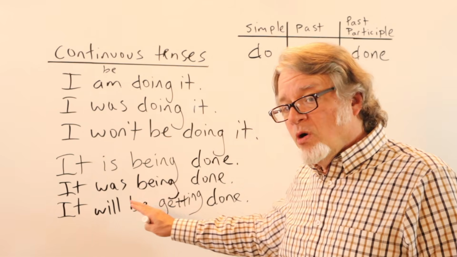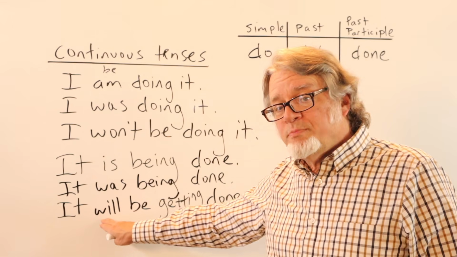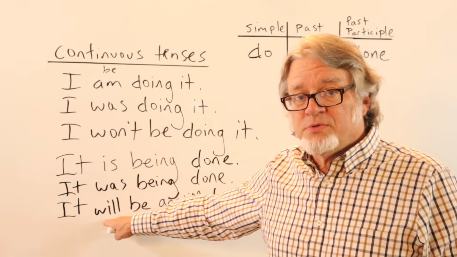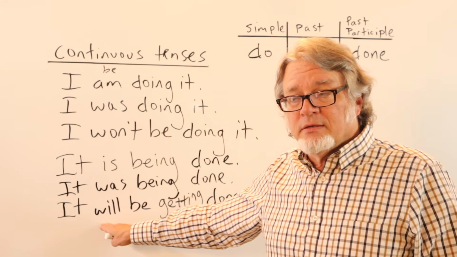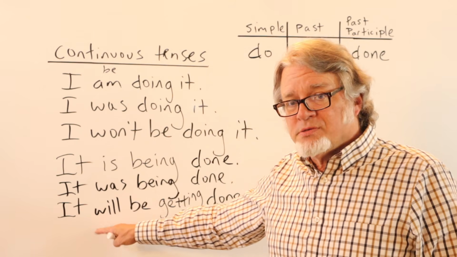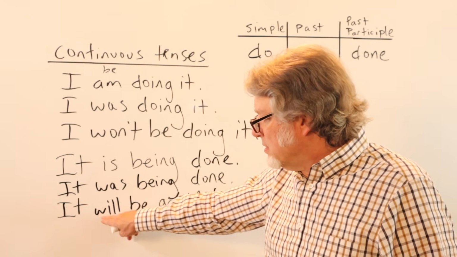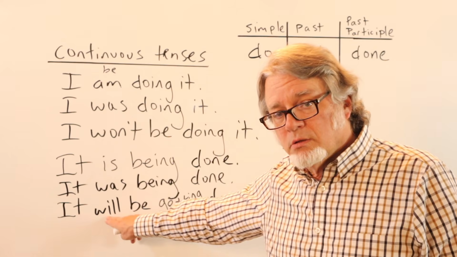And it's probably worth noting that here you could possibly use other modal verbs. It should be getting done, it might be getting done, it may be getting done. So you have some other possibilities, but for now let's just use will.